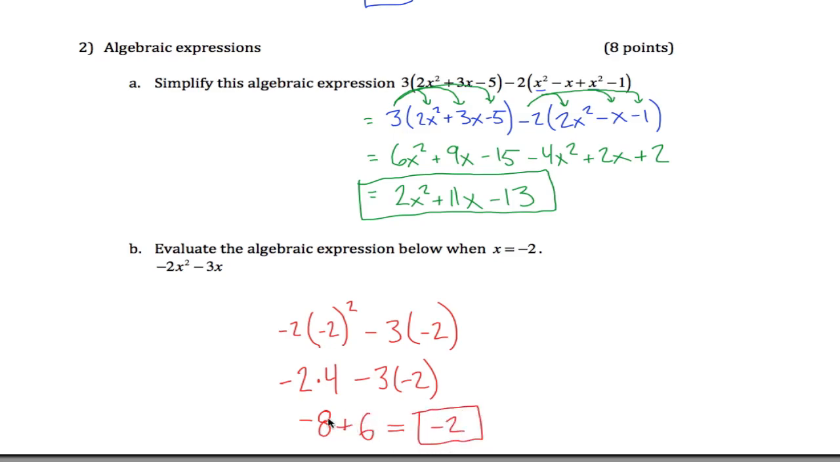You can either start at negative 8 and go 6 spots to the right on the number line, or you could switch these around using commutativity and say this is 6 minus 8, which is negative 2. Either way, you get negative 2, and that's the end of the quiz.